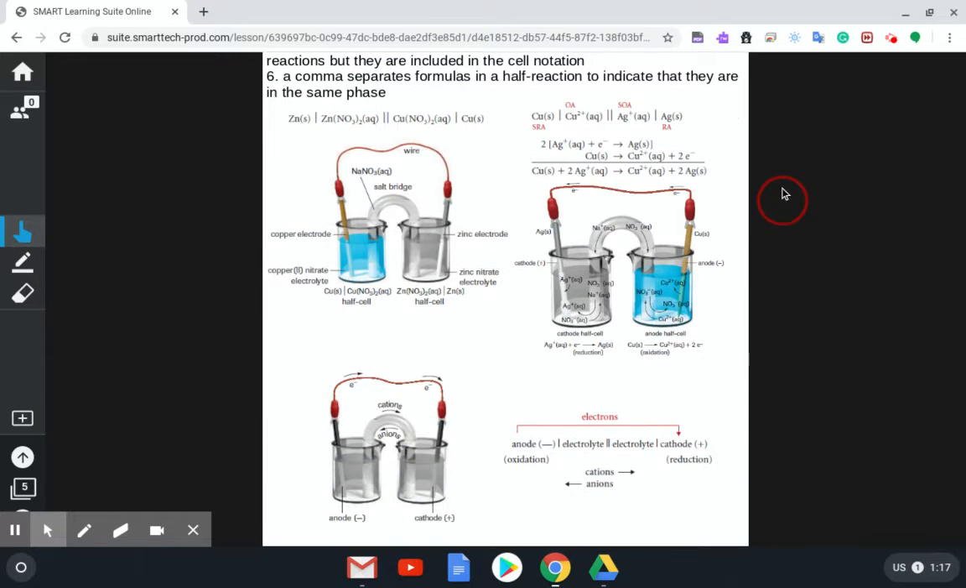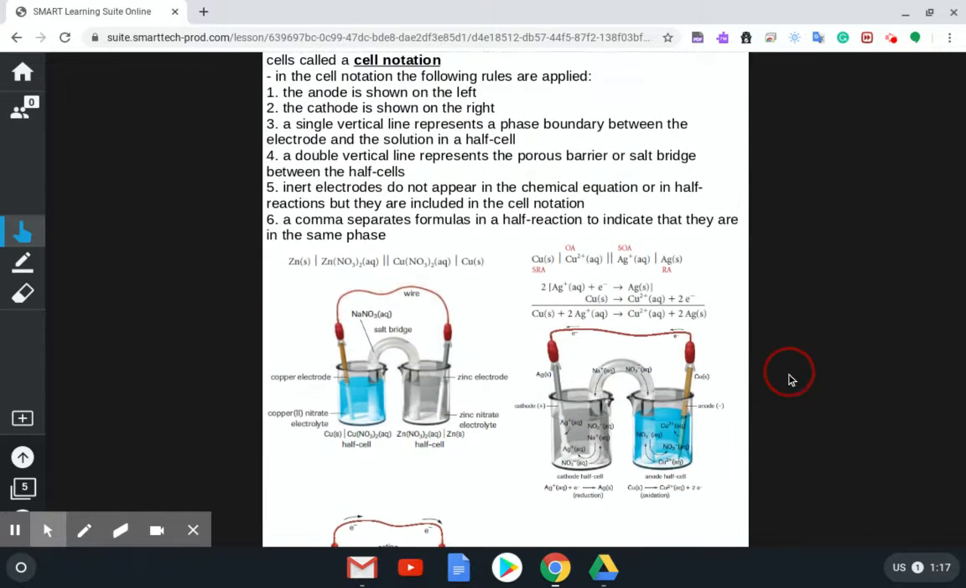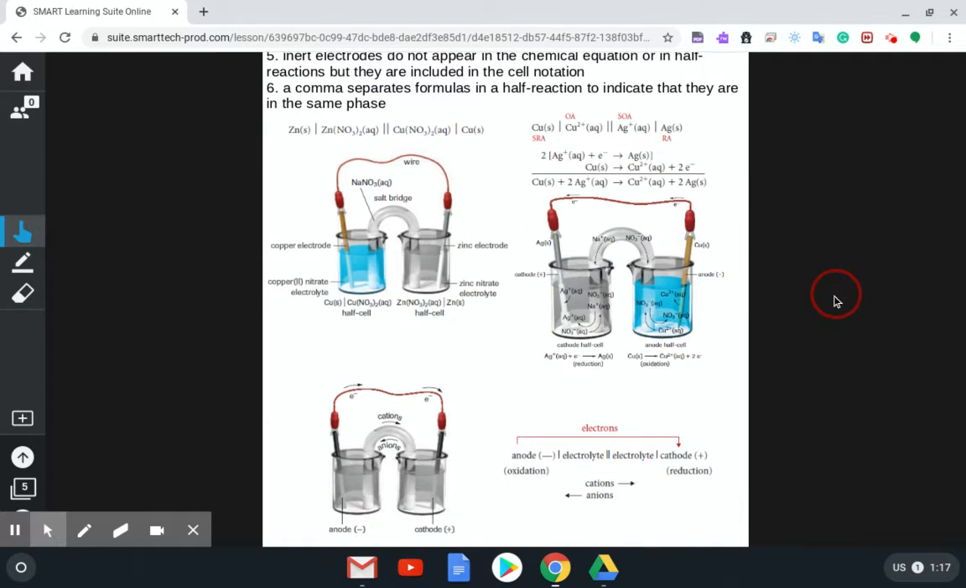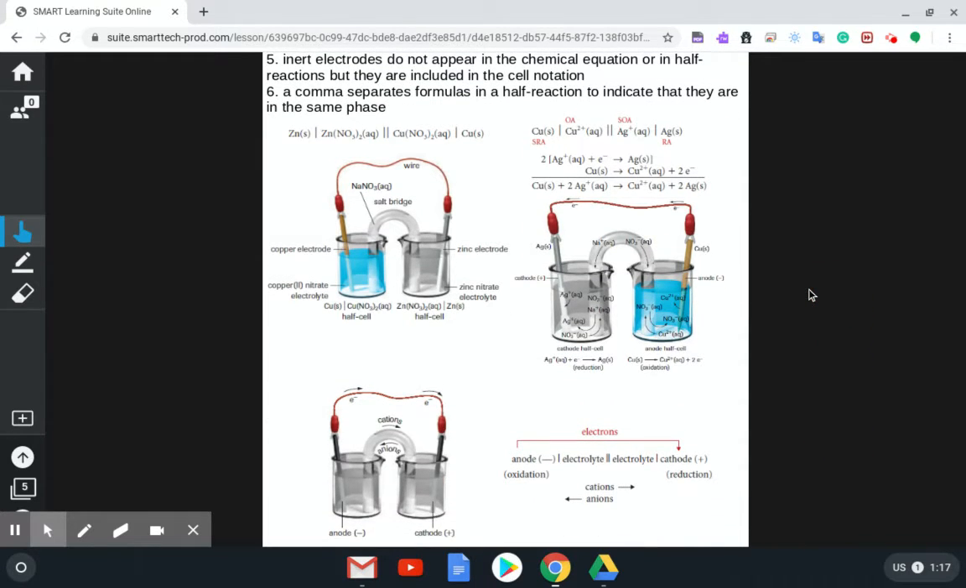Neither of these have inert electrodes, but we'll be doing some examples later on that show that. And then a comma separates formulas in a half reaction to indicate that they are in the same phase. So if we have more than one solution, we just put a comma next to that solution. This is just showing this half cell here.